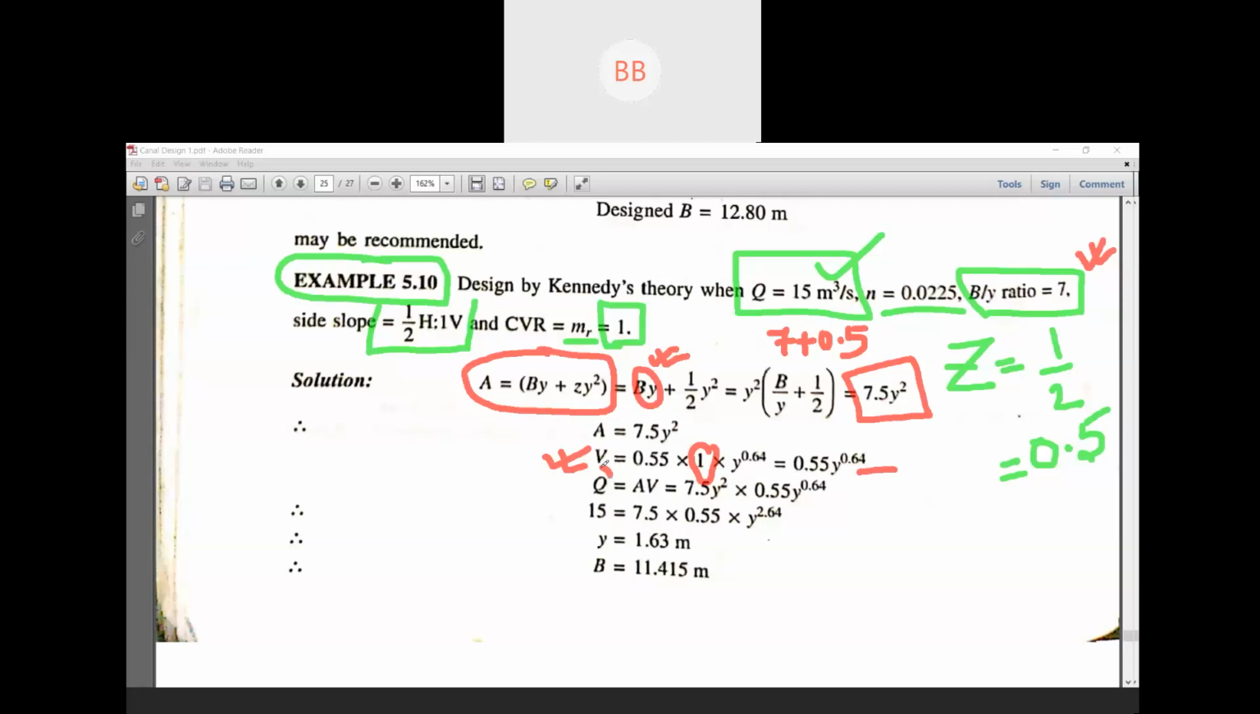Then we use the discharge equation. We know discharge is equal to area multiplied by velocity. Area we have one expression, and velocity we have another expression, so we substitute here. The discharge value is already given in the question, that is 15 meter cube per second, so we substitute the discharge. If you see this equation, you have only one unknown, that is the y value. So from here you can find the y value. Try to find the y value and see whether you are getting the same value or not.